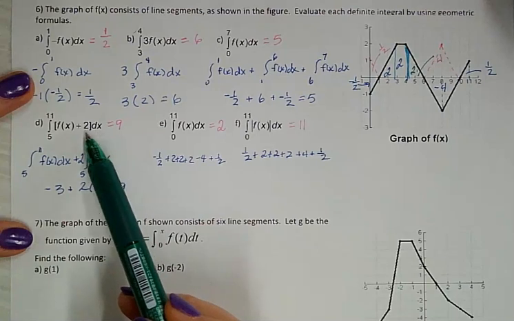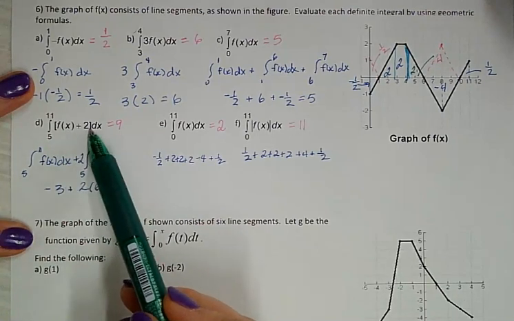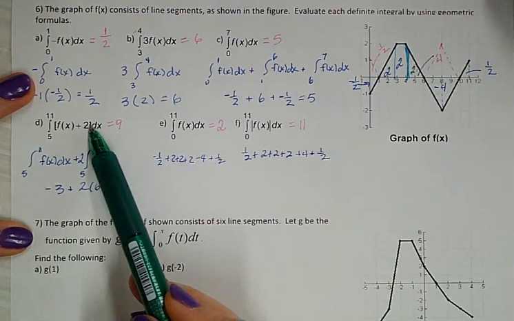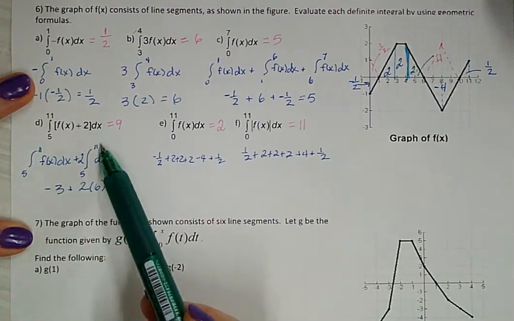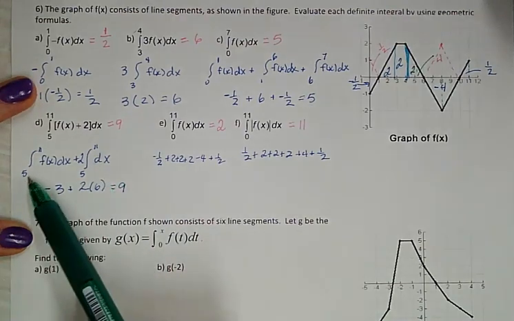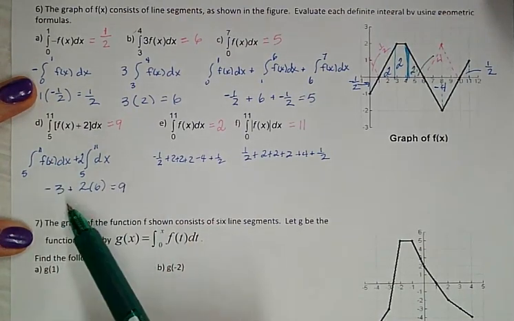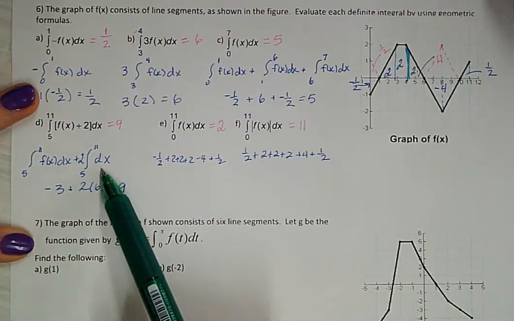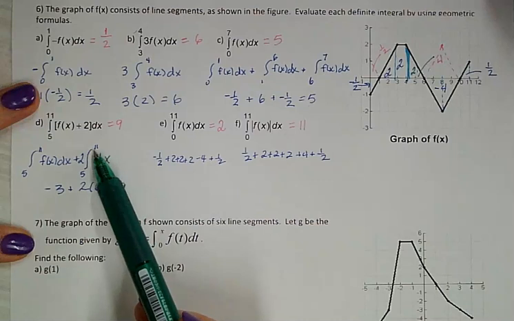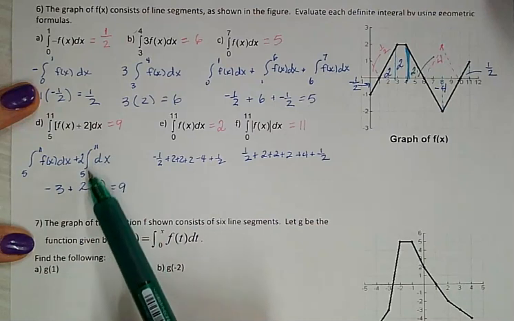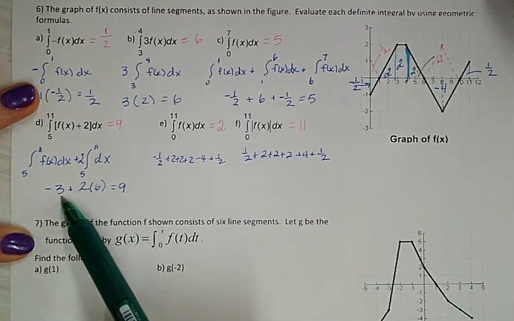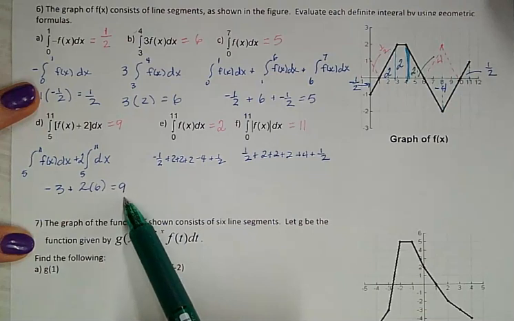Down here I have the plus or minus rule, so I have to split this up. So I did from 5 to 11 of f of x dx, plus brought the constant of 2 out from 5 to 11 dx. So 5 to 11 f of x dx on the graph is negative 3. Here, remember rule 6 says if it's just dx, so it's 1 dx, and all I have to do is subtract the boundaries. So 11 minus 5 is 6 times the 2 that I brought outside, so 2 times 6 is 12. 12 minus 3 gives me an integral of 9.